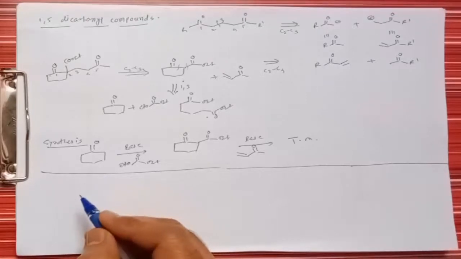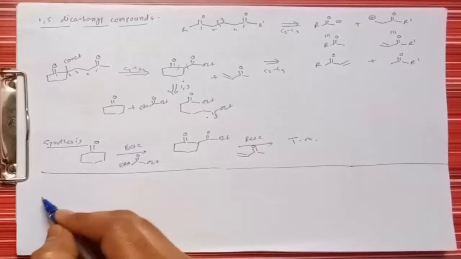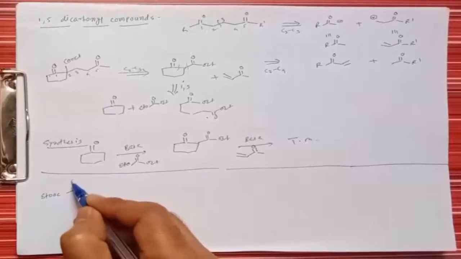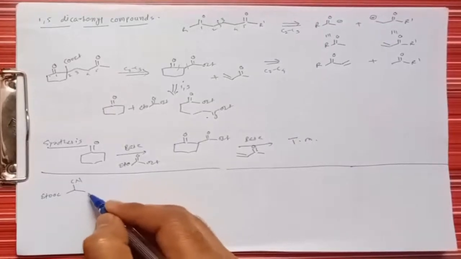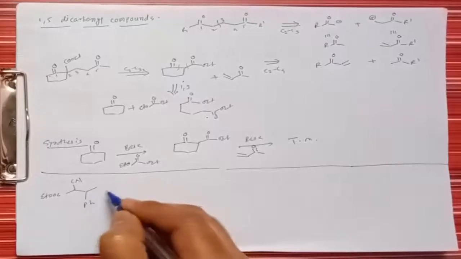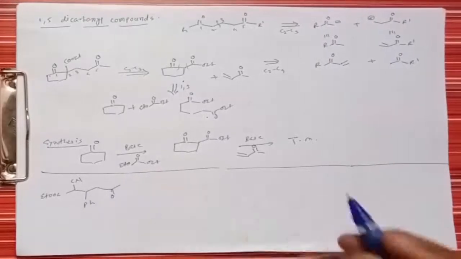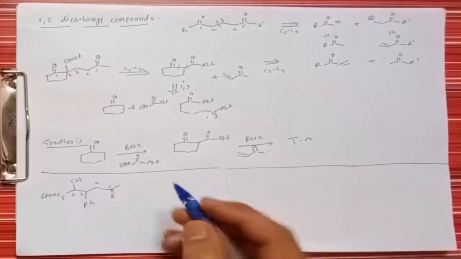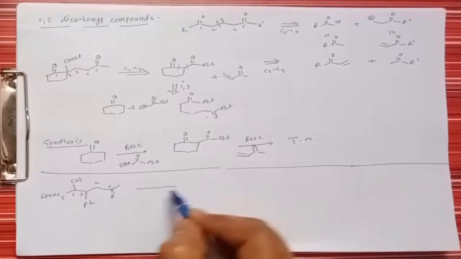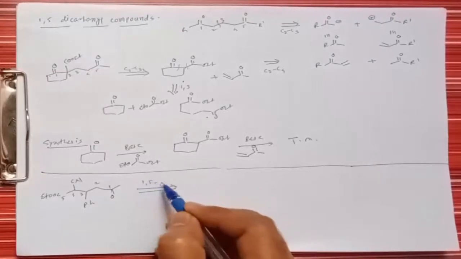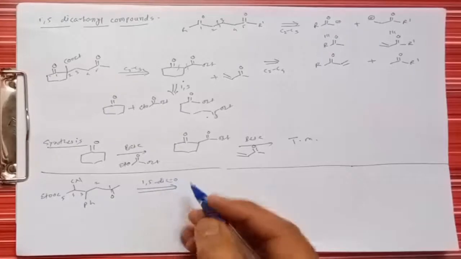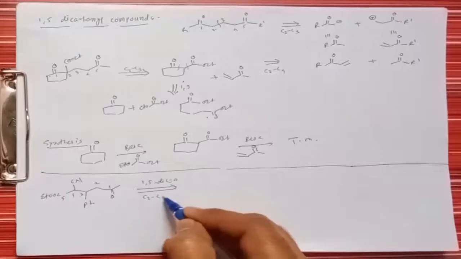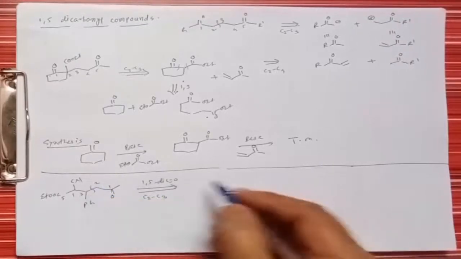Let's take another target molecule. That target molecule contains a 1,5-dicarbonyl compound, there is an ester group along with a phenyl substitution, and here is a COCH3. That means 1, 2, 3, 4 and 5, that is a 1,5-dicarbonyl compound. We know that this is a 1,5-dicarbonyl compound. Then we can break the bond at the C2 C3 bond, that means we can break the molecule at this position. So what does it give?